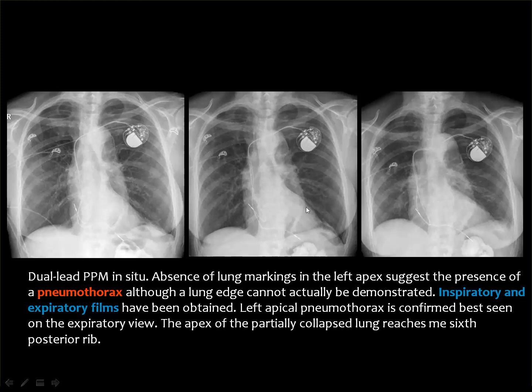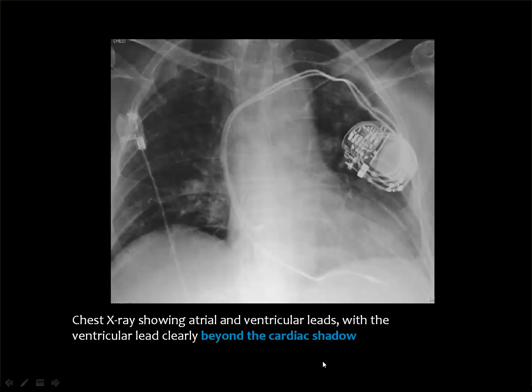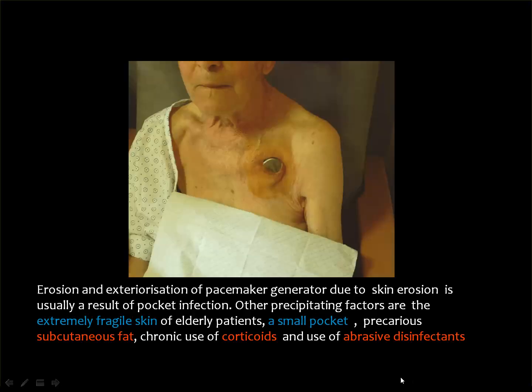And this is the inspiratory film, and here the expiratory film, where you can see the pleural edge, and you can elicit the presence of a small amount of air at the apex of the left lung. But a massive pneumothorax like this one can be easily appreciated in the regular frontal chest X-ray. And this is one of the complications, where the lead is present outside the confinement of the cardiac shadow, which may indicate that there is some perforation of the myocardium.